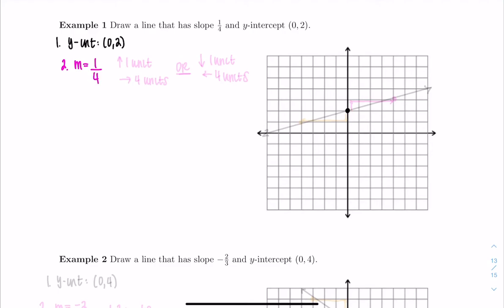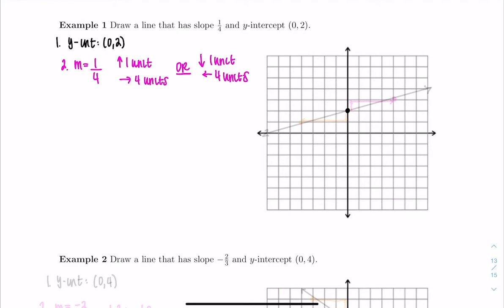And so there are 2 directions we can go from here. We can go up 1 unit and then to the right 4 units, both in the positive direction, or you can go down 1 unit and go to the left 4 units. Either one will leave you on the same line.